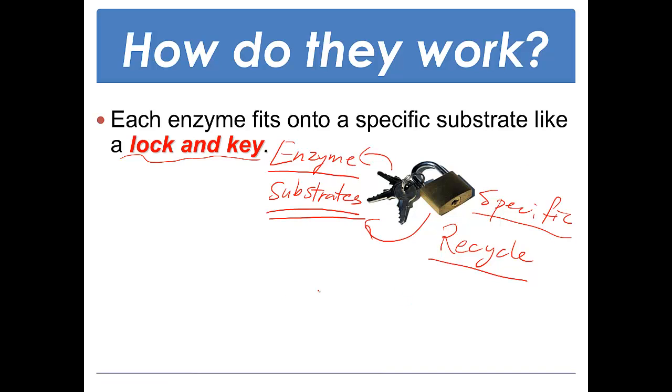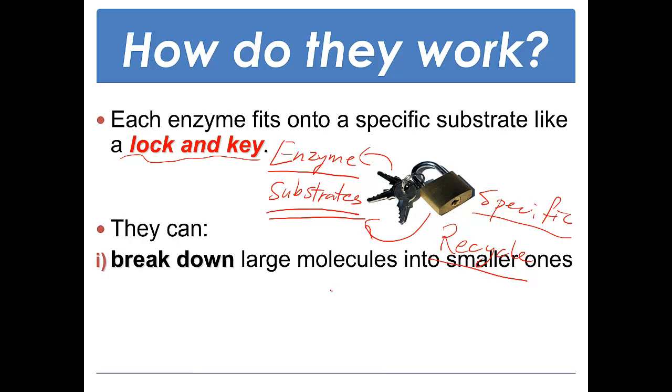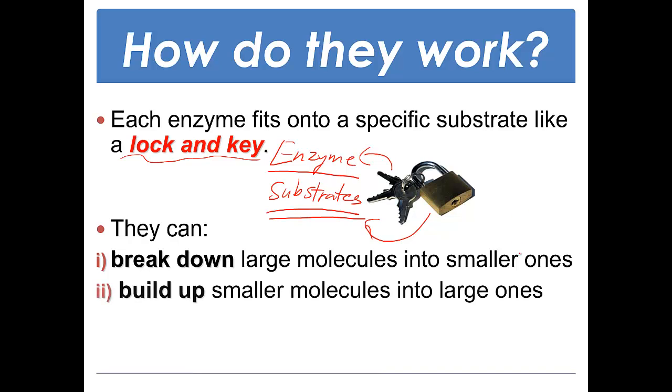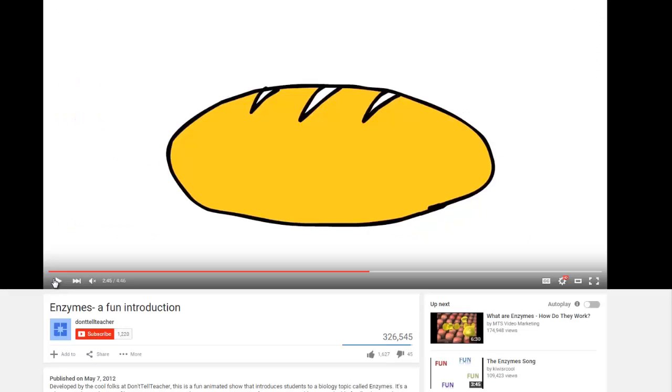Alright, moving on, there are three kinds of functions in enzymes, and the first one is the breaking down of large molecules into small molecules, which we talked about in the previous lesson and also in year 7. All those nutrients like starch, protein and fat. And the second one will be the opposite.